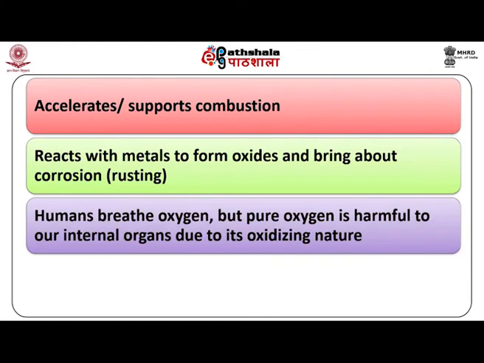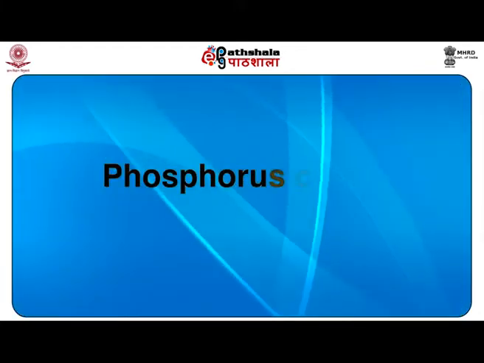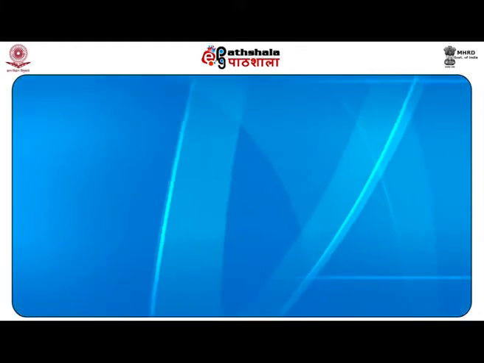Third is that humans breathe oxygen, but if we try to inhale pure oxygen, it could prove harmful to our internal organs. This is because of the oxidizing nature of oxygen. Fourth is that the animals and plants survive due to presence of oxygen in different segments of the environment. Having studied the oxygen cycle and its various effects, let us now move to the phosphorus cycle.